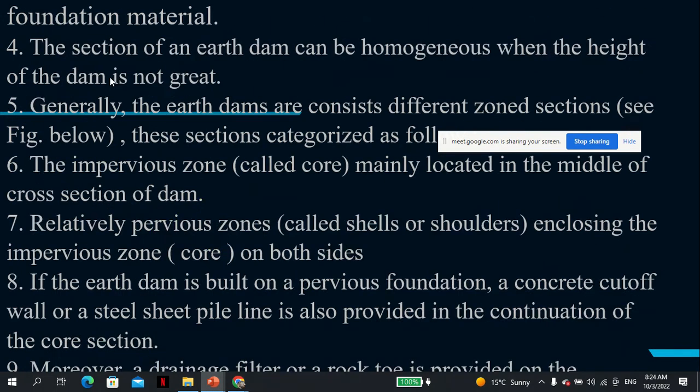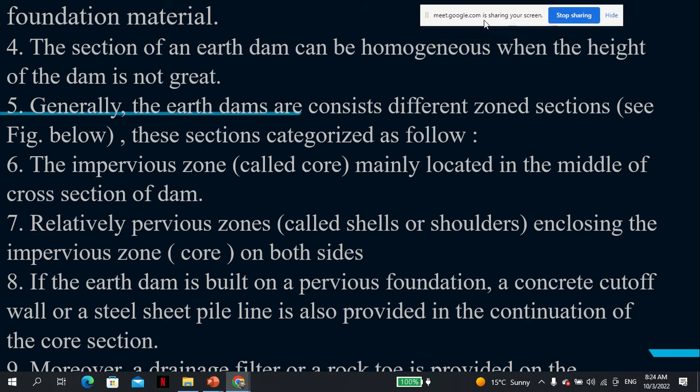The section of an earth dam can be homogeneous when the height of the dam is not great. Generally, earth dams consist of different zoned sections. See the figure. The impervious zone is called the core. This goes to the idea that materials that have good shear strength are permeable, and materials that are impermeable have low shear strength. So that is the zoning we're talking about.